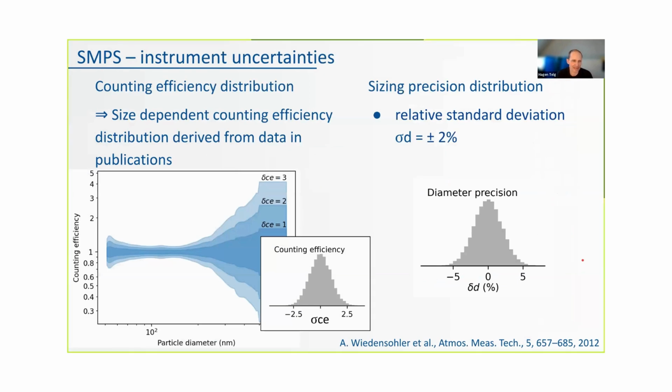And how we apply that then in the Monte Carlo approach is we simply take a standard normal distribution like shown here. And then if we pick one of those values, let's say 1, then we would take the size dependent counting efficiency that is according to 1 standard deviation and apply that. This paper was also dealing with a sizing precision, which was not size dependent. So we just used the relative standard deviation that was reported and used the according normal distribution for our probability distribution.